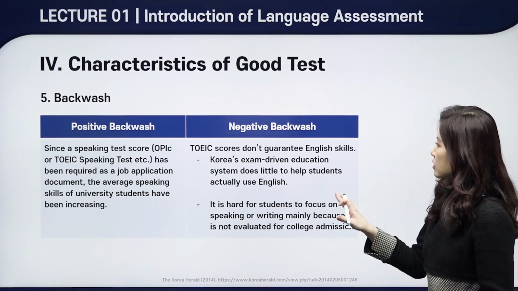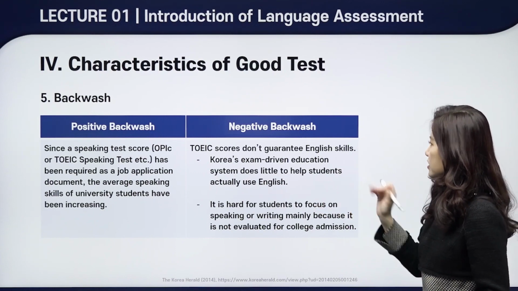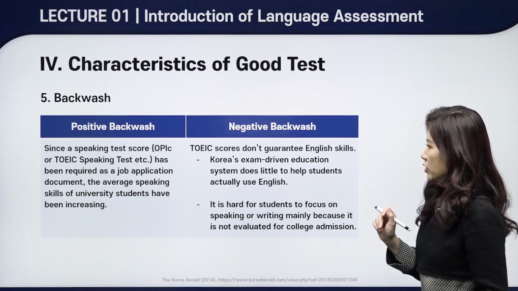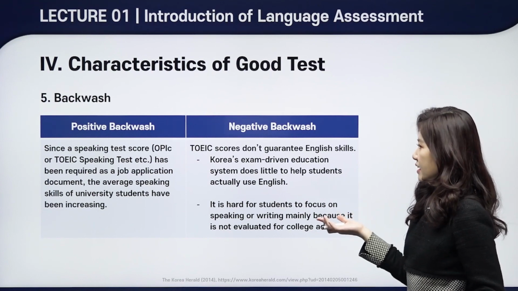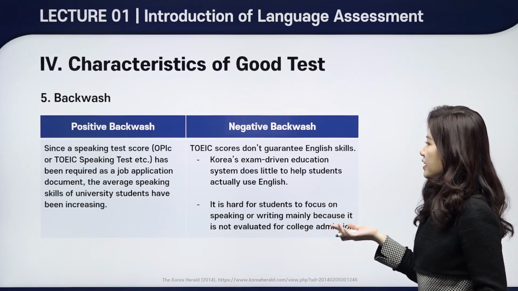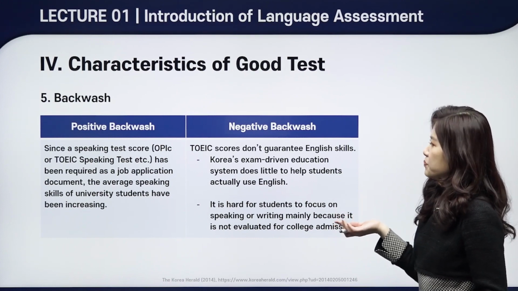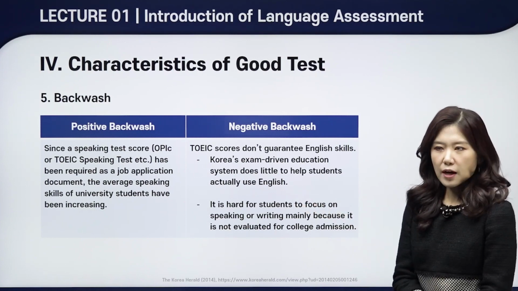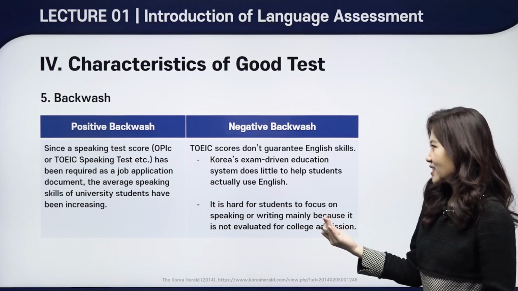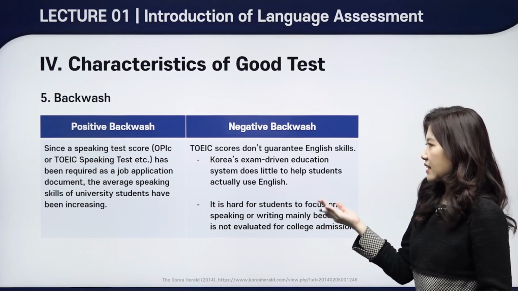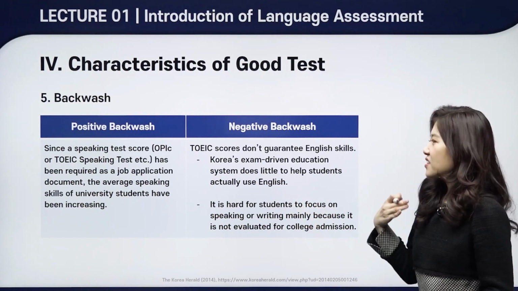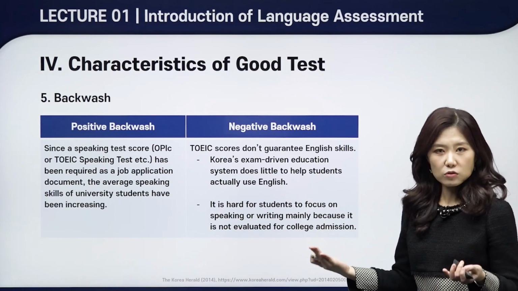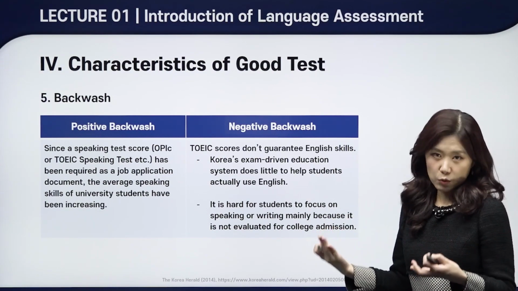Okay, now let's have a look at some more examples of positive versus negative backwash. Okay, an example of a positive backwash would be since a speaking test score has been required as a job application document, the average speaking skills of university students have been increasing. Yeah, with TOEIC, for example, because students or applicants need to submit the scores from a speaking test, such as the TOEIC speaking test, their speaking skills have been improving. So it's a great result or positive effect of backwash or washback.